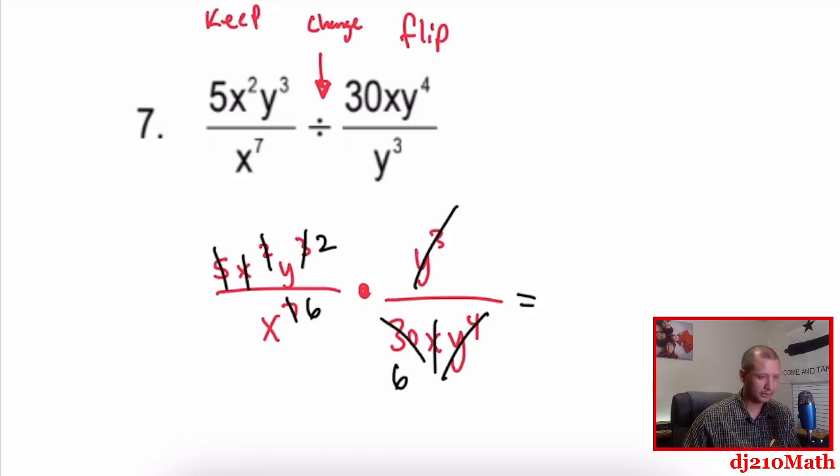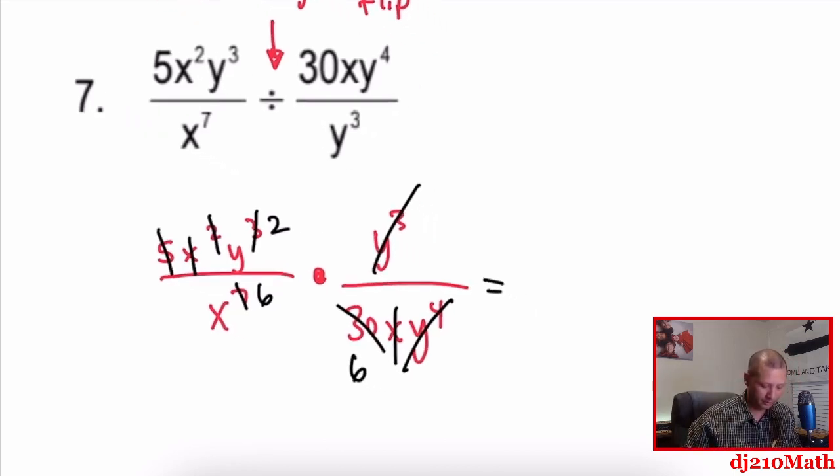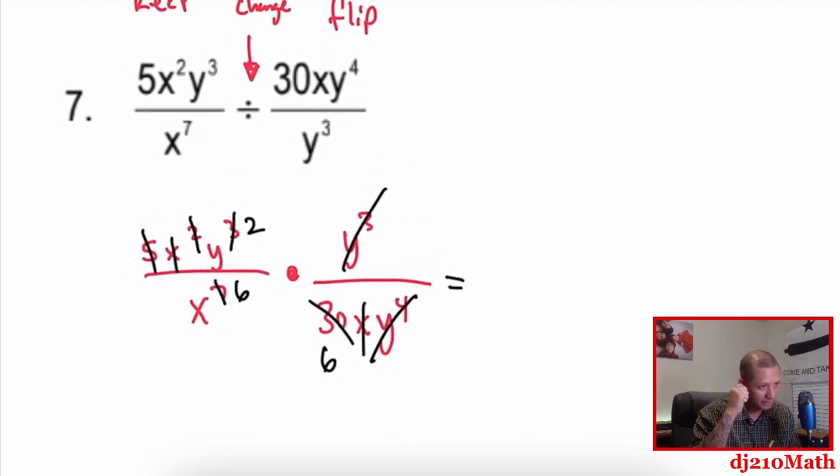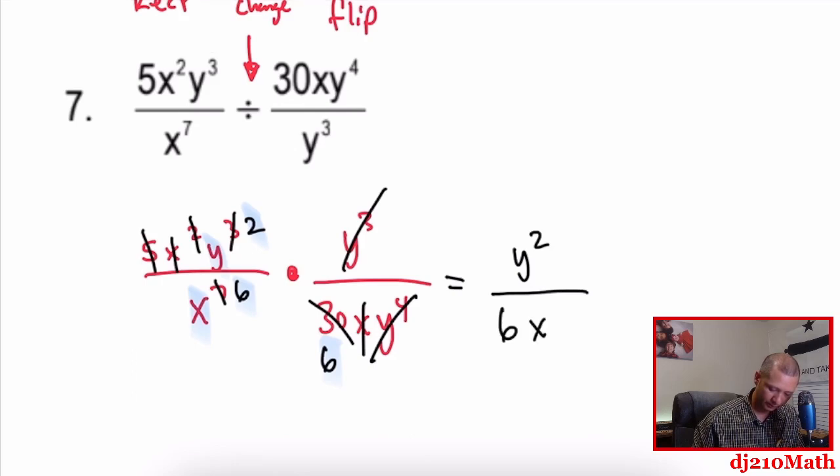All right, so let's see if we can see through the clutter, right? That's the idea. There's slashes everywhere. Can we keep track of what's left behind? So up top we have y squared. And in the denominator, x to the 6th, and then 6. So 6, x to the 6th.